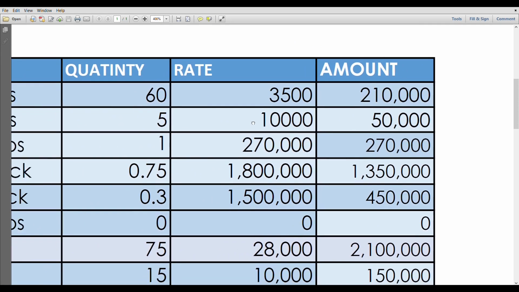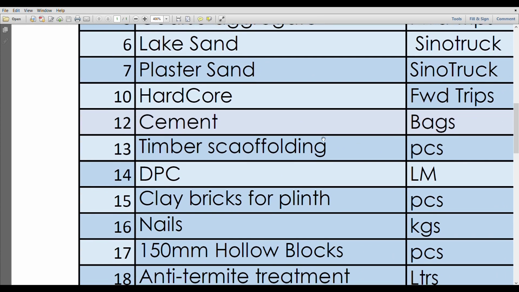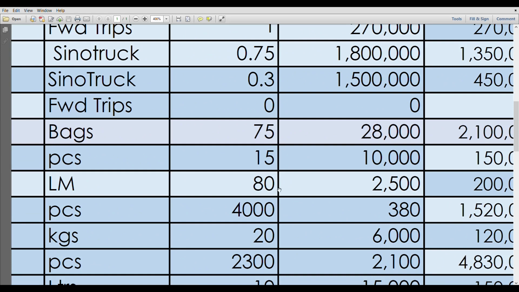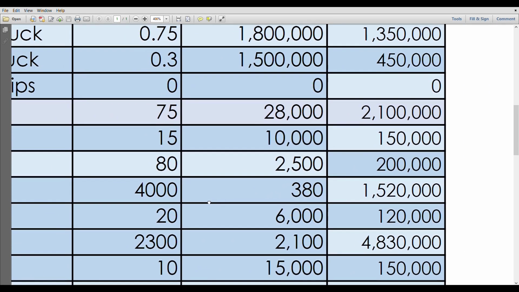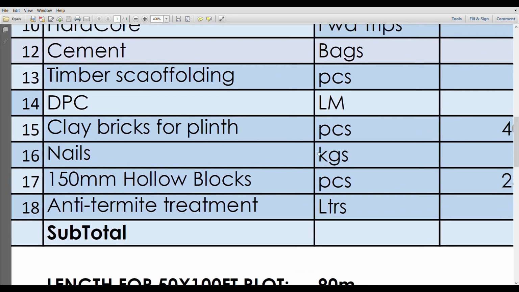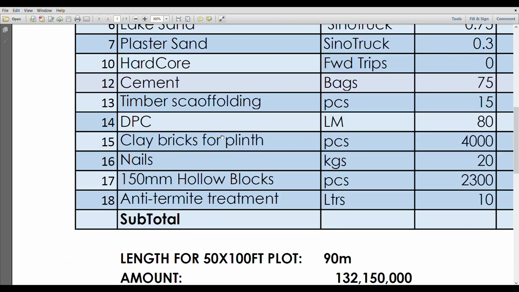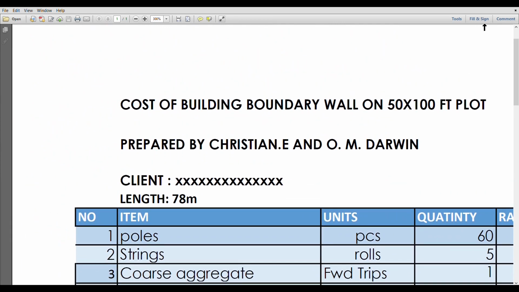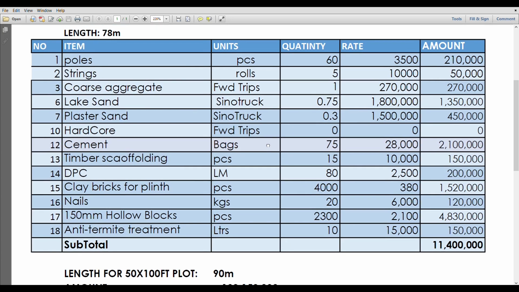Yes, so let's dive right into the video. As you can see on the screen, we bought 60 poles, each at 3,500. These poles were used for setting out the walls, and some of them were used as scaffolding. When the wall exceeds a certain height, people need to start climbing to build the remaining height of the wall. So that is what we used some of those poles for.